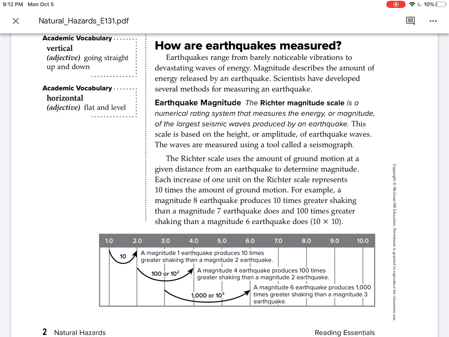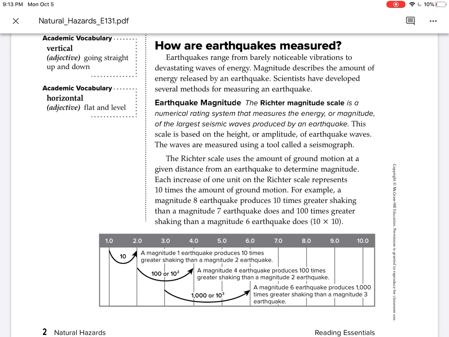Earthquake magnitude. The Richter magnitude scale is a numerical rating system that measures the energy and magnitude of the largest seismic wave produced by an earthquake. This scale is based on the height, or amplitude, of an earthquake's waves. The waves are measured using a tool called the seismograph. The Richter scale uses the amount of ground motion at a given distance from an earthquake to determine magnitude. Each increase of 1 unit on the Richter scale represents 10 times the amount of ground motion.